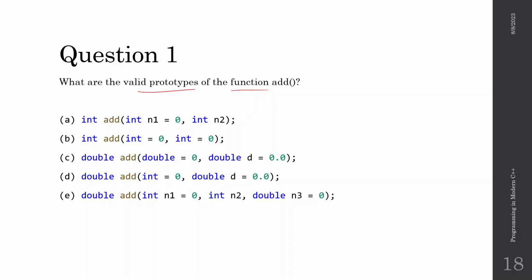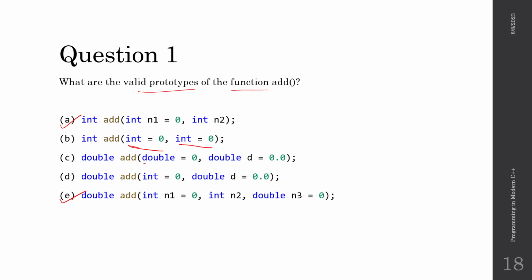Okay, so here the answer is that A and E are valid prototypes. B, C, and D are not valid. This is quite a simple question, because you can see that in B we have written int equal to 0. So obviously this is int equal to 0 and int equal to 0, which is not the correct syntax.